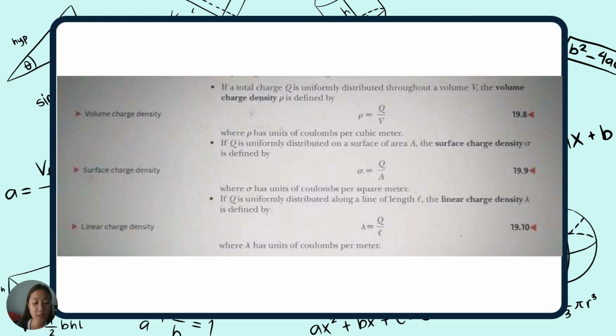And if Q is uniformly distributed along a line of length ℓ, the linear charge density λ is defined by λ = Q/ℓ, with units of coulomb per meter. So that is the linear charge density, where ℓ is the length.